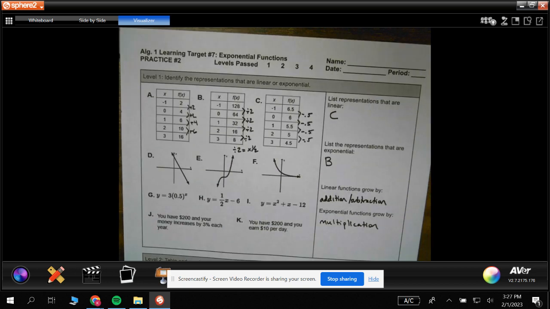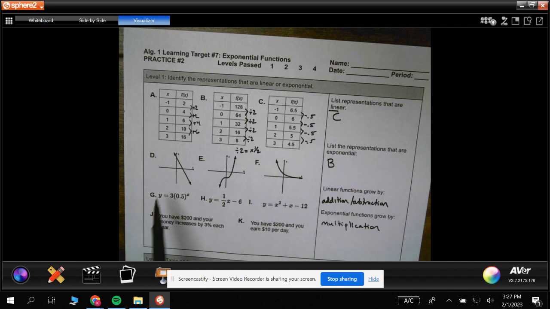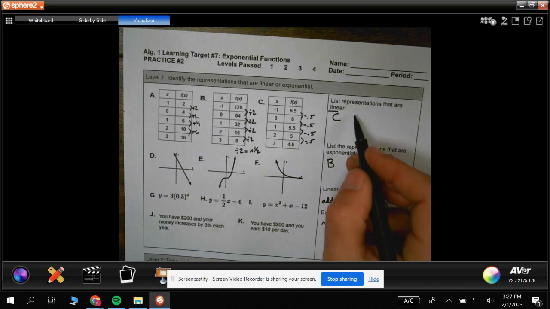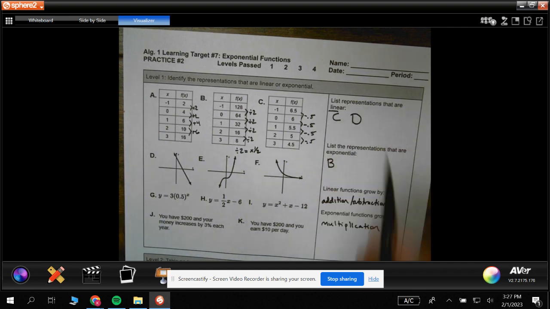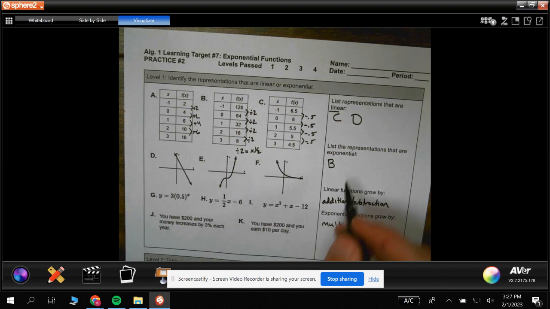For the graphs, which graph is linear? The key is in the word linear. Linear means straight line. So which graph is a straight line? That's got to be D. All right. An exponential graph has the hockey stick curve. It doesn't get flat anywhere. So that must be F. There's our curve.